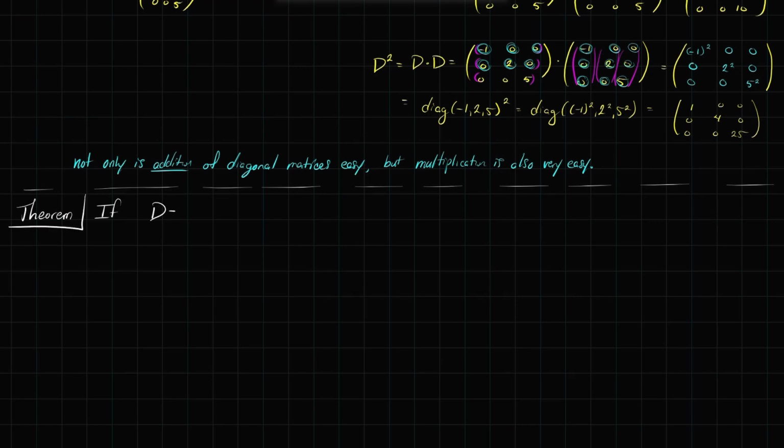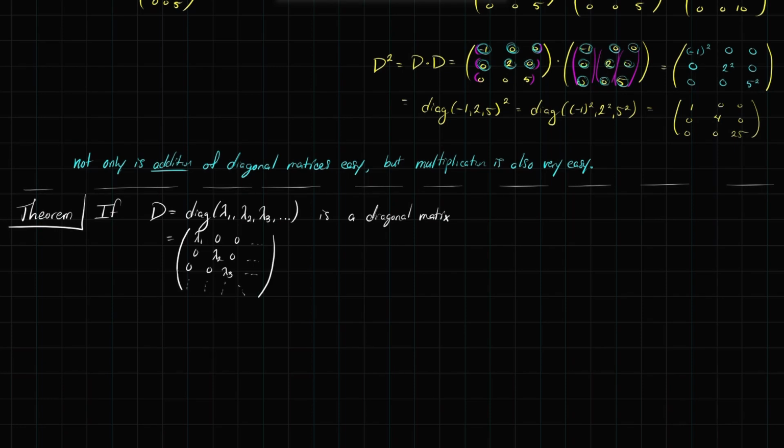If, let's say, D equals diag, and I'll just use the entries as lambda1, lambda2, and there, of course, is a reason for this, which you're probably already assuming, what it is a diagonal matrix. And I'll write it out as an actual diagonal matrix here too. Lambda1, 0, 0, 0, lambda2, 0, 0, 0, lambda3, and some dots. So we have a diagonal matrix.